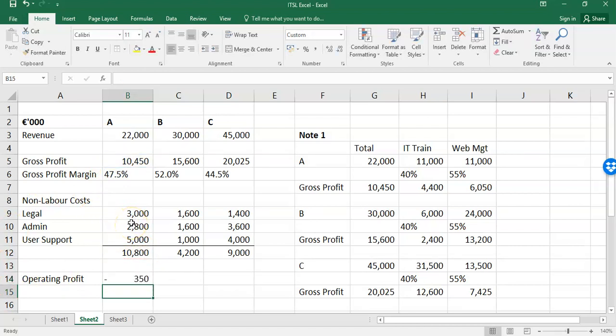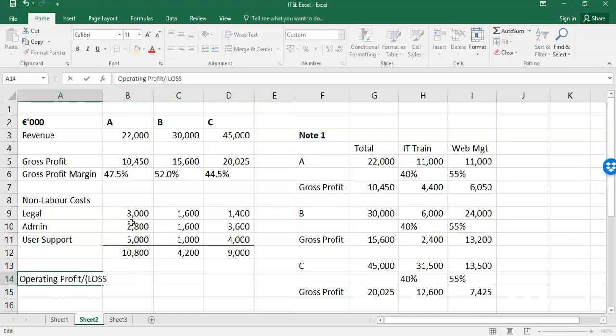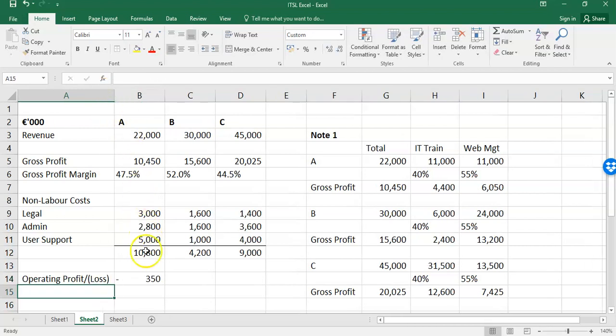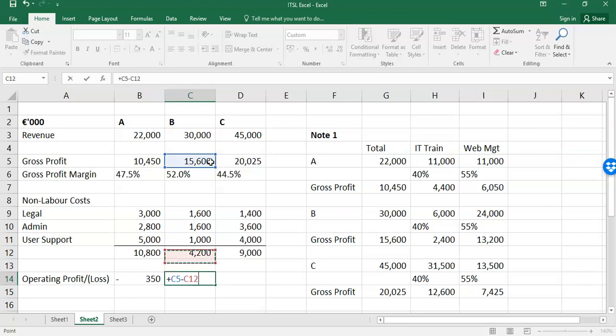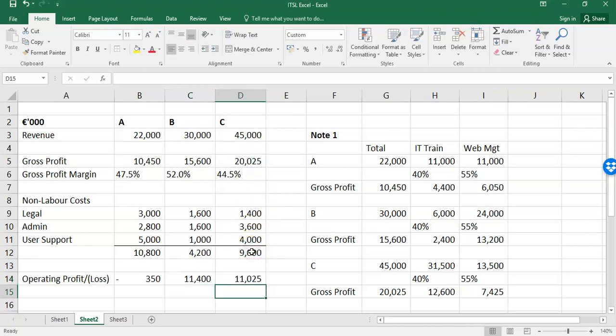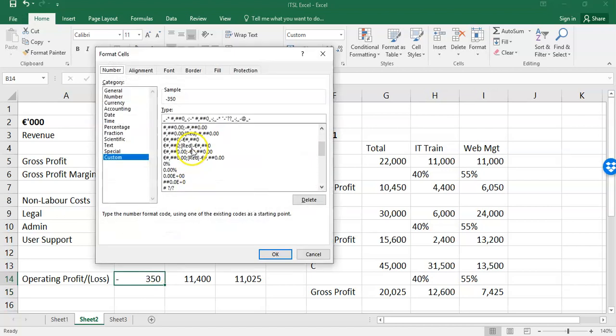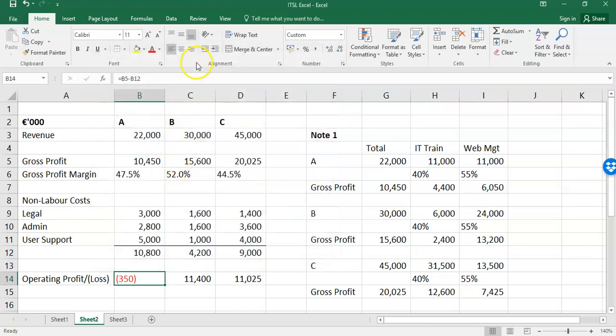That means your operating profit for A is minus 350,000. So actually I'll put it in brackets, as a loss. If it's a loss, it's in brackets. So segment A is actually losing money when you take off the non-labor costs. And this one, 15.6 minus 4.2. Segment B is earning 11.4 million. And here, segment C is earning 11 million. So both of them are nearly the same profitability, but segment A, I'll just change that to put a negative, I put a bracket on it just to make it a bit clearer. You can go and format your cell, just to put it in red and negative.